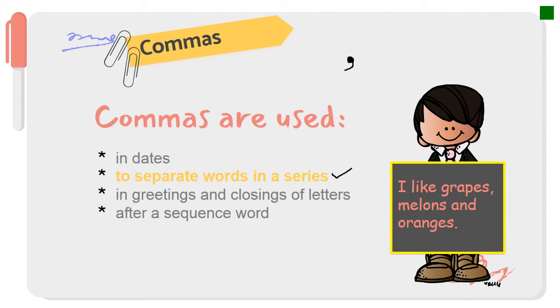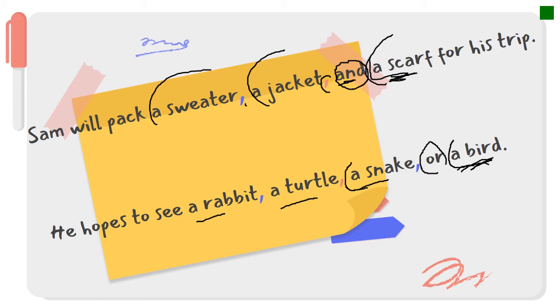Commas are used to separate words in a series. And you have to know that the word and or or comes before the last word in a series. A series is a group or number of people or things which are similar or related together. Here are some examples.